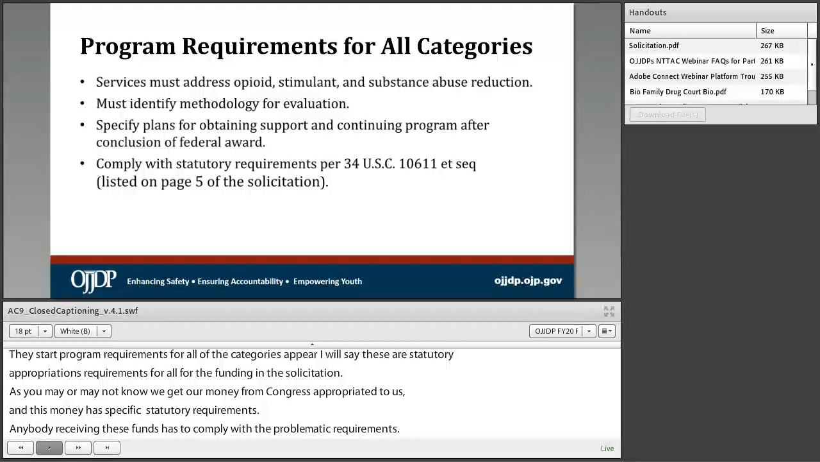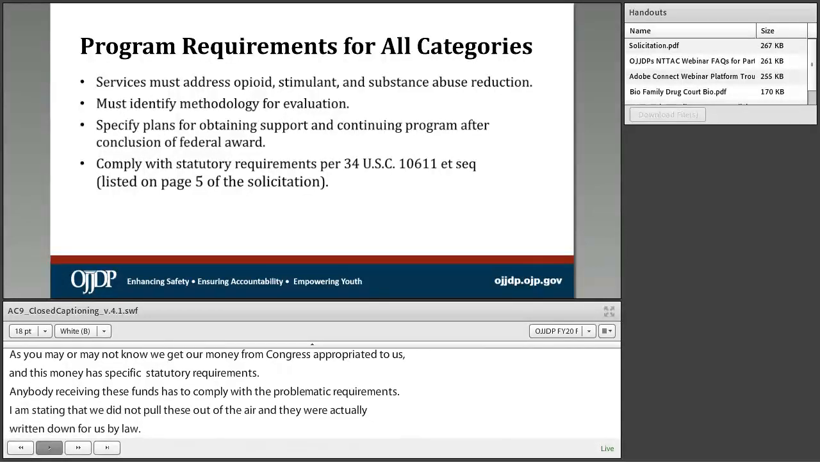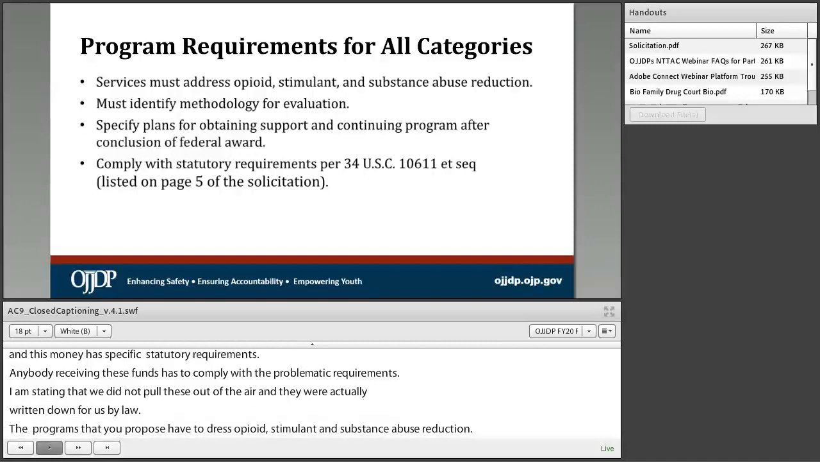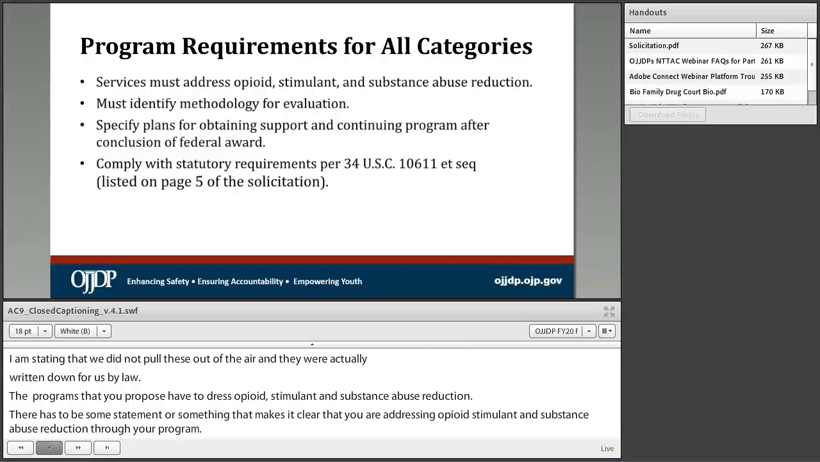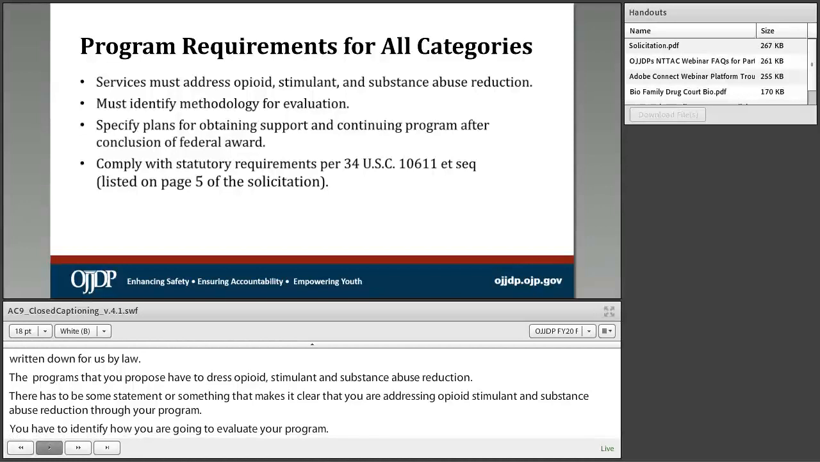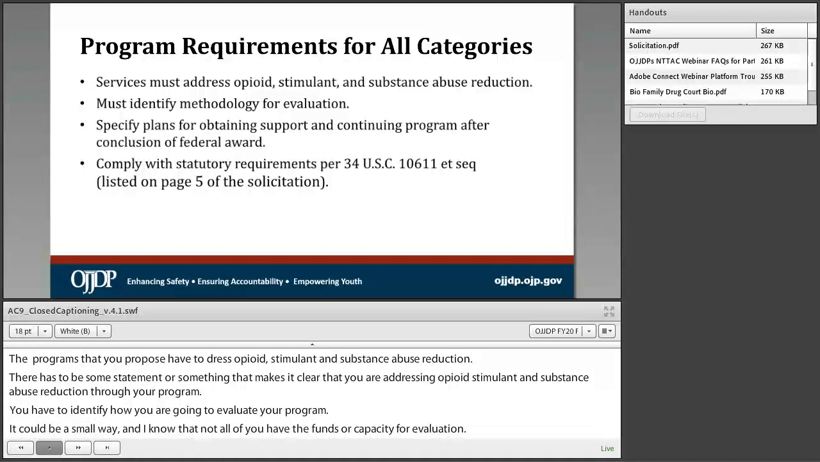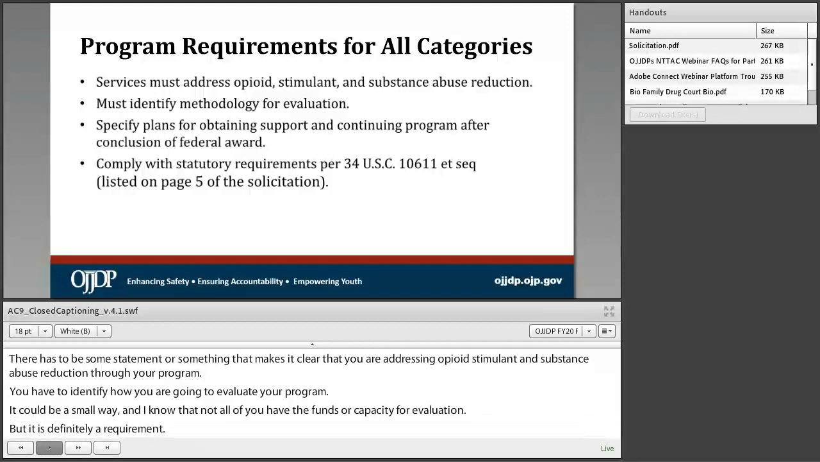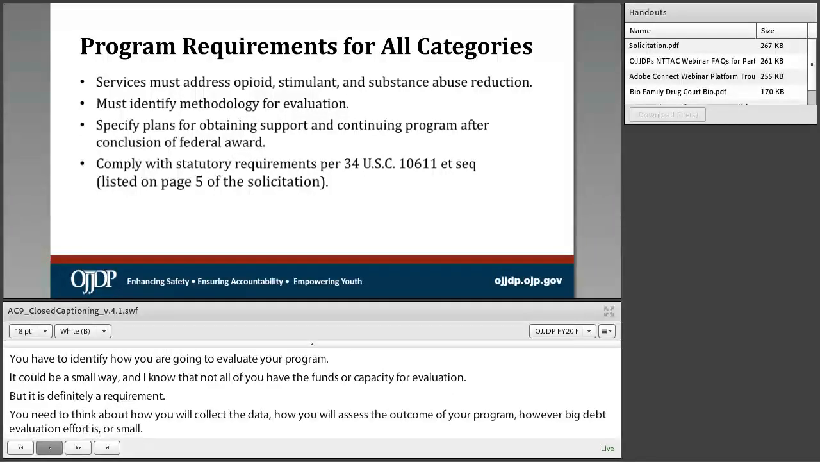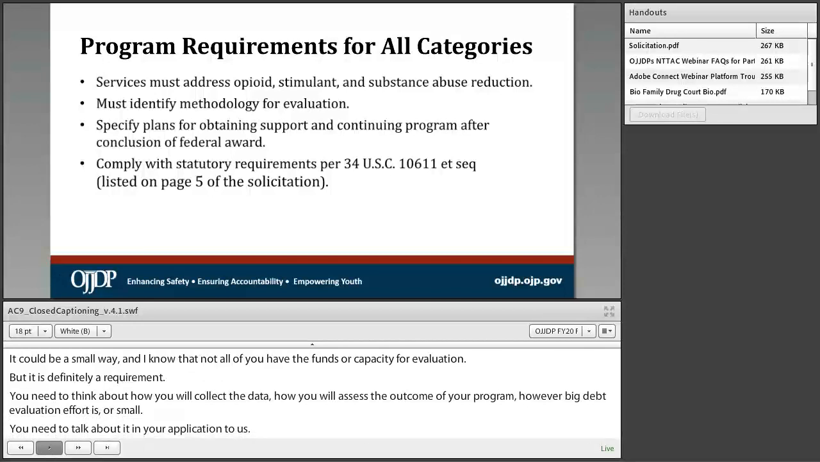The programs that you propose have to address opioid, stimulant, and substance abuse reduction. There has to be some statement that makes it clear that you are addressing opioid, stimulant, and substance abuse reduction through your program. You have to identify how you're going to evaluate your program. It could be a small way. I know not all of you have the funds or the capacity for evaluation, but it's definitely a requirement. You need to think about how you're going to collect the data and assess the outcomes of your program. However big or small that evaluation effort is, you need to talk about it in your application. You also have to discuss plans for sustaining your program after federal funds would discontinue.